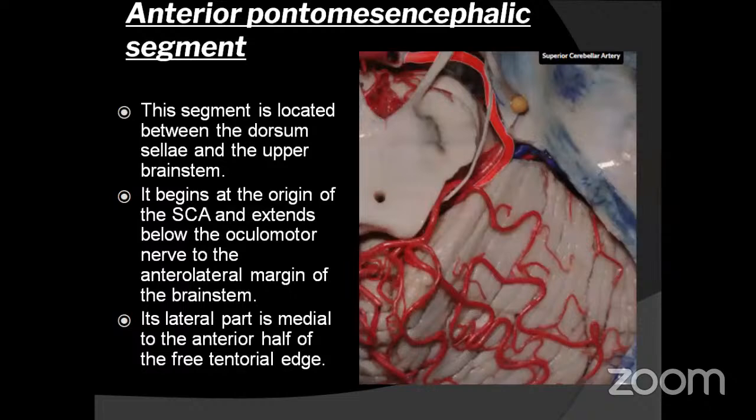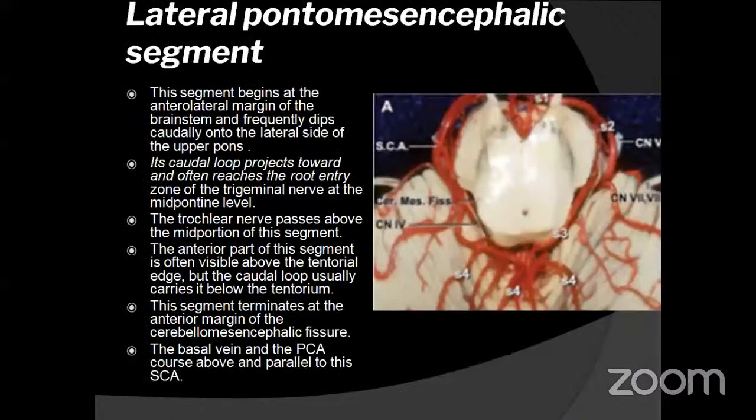So the S1 segment, or the anterior pontomesencephalic segment, is located between the dorsum sellae and the upper brainstem. This one, which is highlighted in red. It begins at the origin of the SCA, and we know that the SCA originates from the basilar artery and extends below the oculomotor nerve, as seen here, to the anterolateral margin of the brainstem. Its lateral part, this part, is medial to the anterior half of the free tentorial edge. This is the tentorium. So as you can see, its lateral part is medial to the anterior half of the free tentorial edge. This is S1, or anterior pontomesencephalic segment. And it's associated with the third cranial nerve.